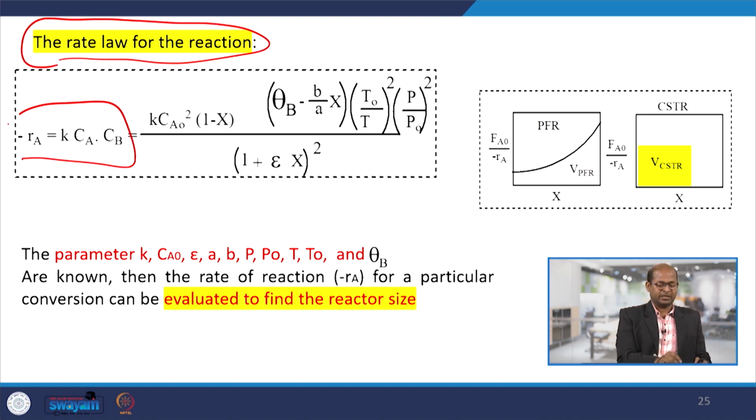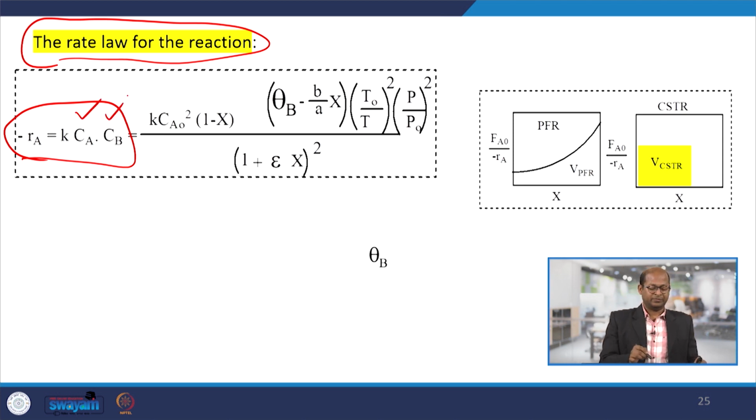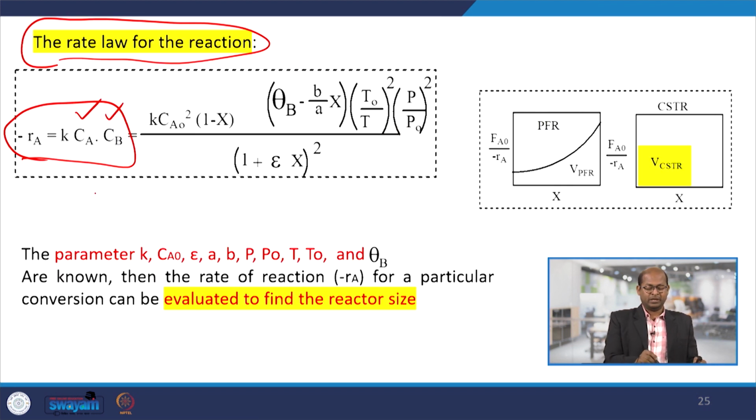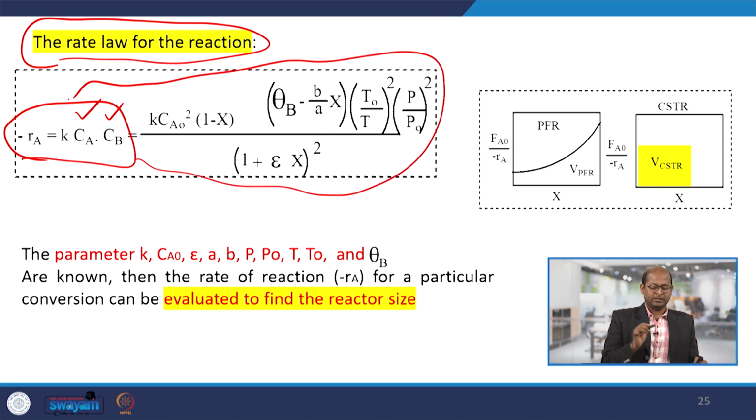This is the simplest rate equation, minus Ra equals k into Ca Cb. Now Ca and Cb we have derived from these equations, so we will put them here. After simplification we can get this. So this is the rate equation, minus Ra, in terms of many parameters on the right hand side. If all these parameters are known, then the rate of the reaction, minus Ra, we can find out.